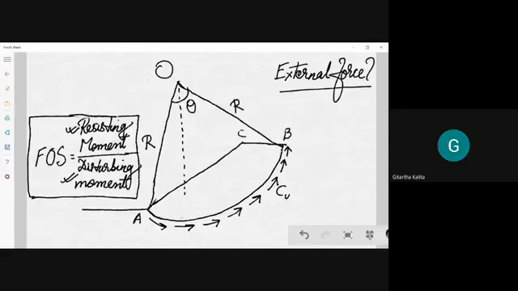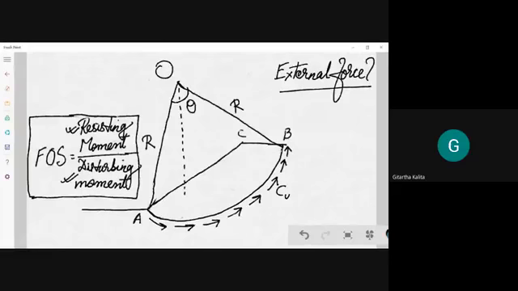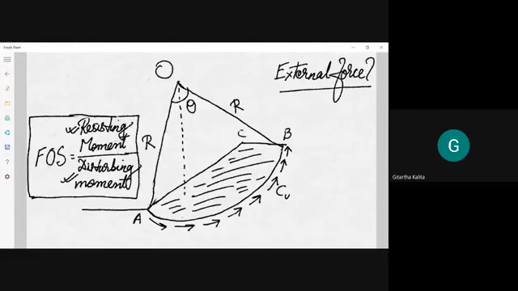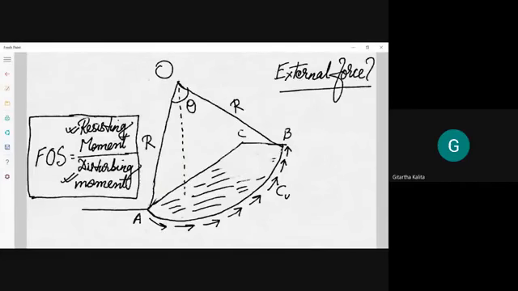Okay, so what is the force that is giving the disturbance? If there is no external force, what is the internal force available? The weight of the soil. Okay, the weight is the only force giving the disturbance because there is no external force. This soil sample has some weight, and that weight is the only force that is giving the disturbance.